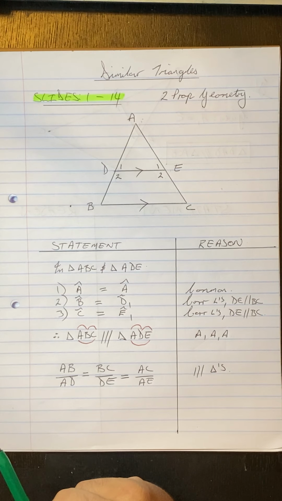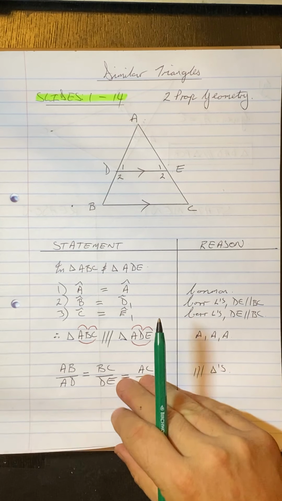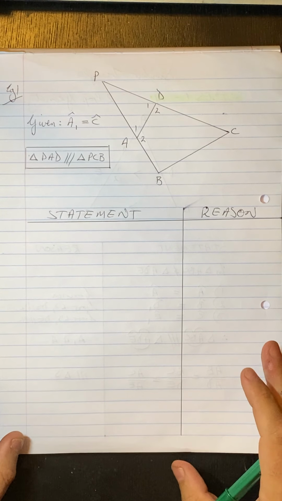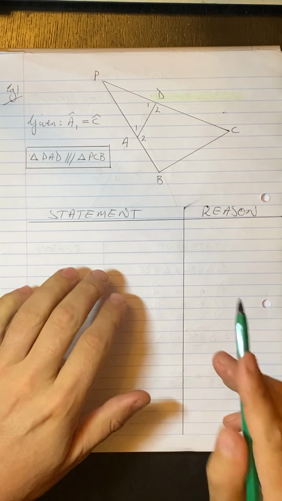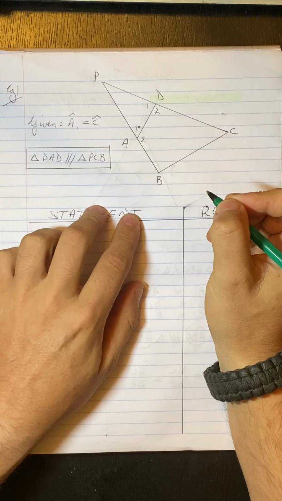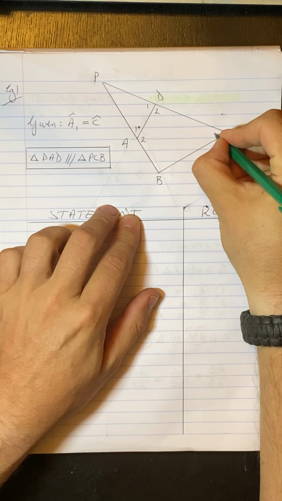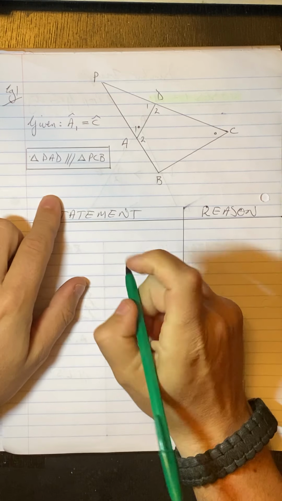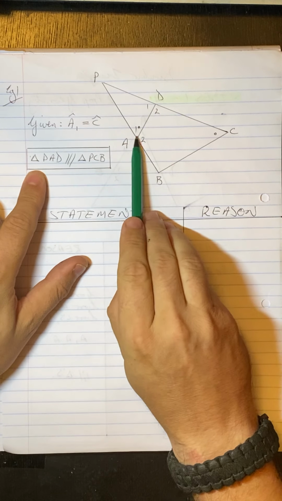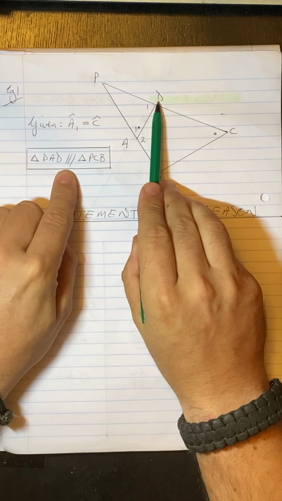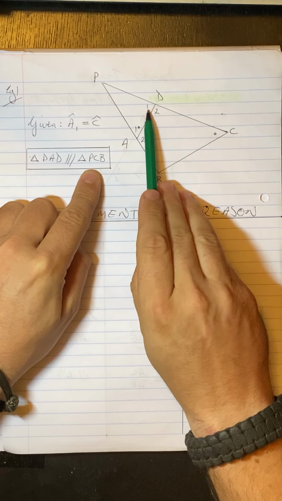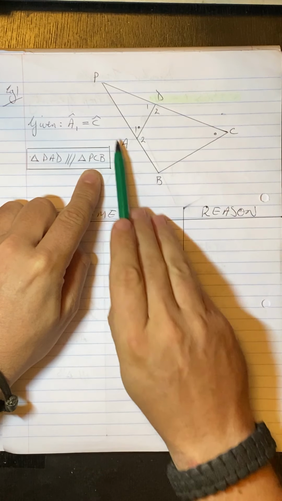All right, so let's go on to their example. We have example 1. They're saying to us that given A1, this angle over here, is equal to angle C, prove that triangle PAD is similar to triangle PCB. So we want to prove that the smaller one is similar to the bigger one.